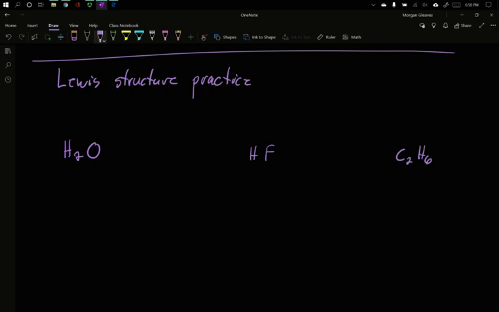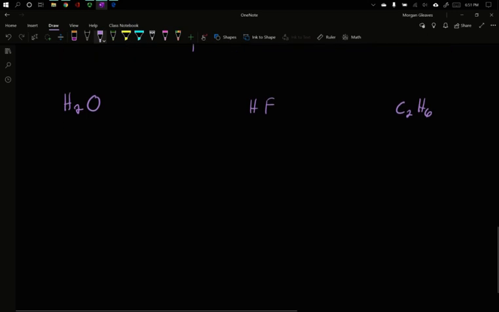All right, in this video, let's practice making some Lewis structures. So here are 3 different molecules. Go ahead and pause this and try to build your Lewis structures from them. And then come on back and we will walk through them. All right, if you gave it a try, let's take a look.